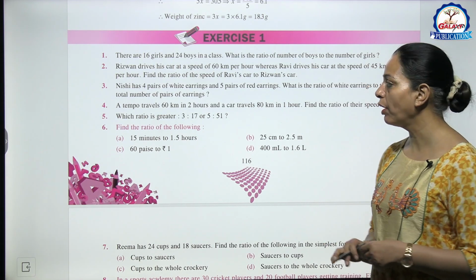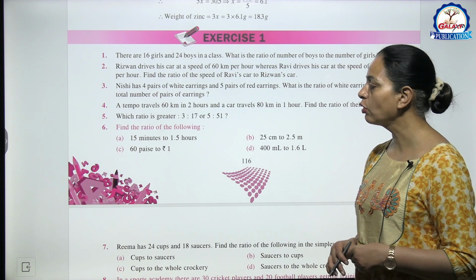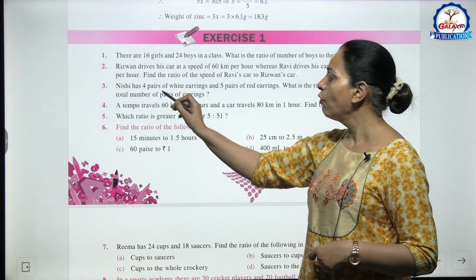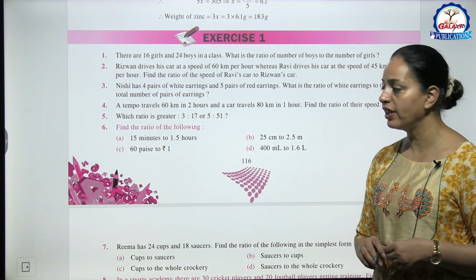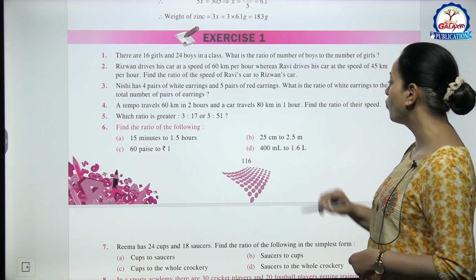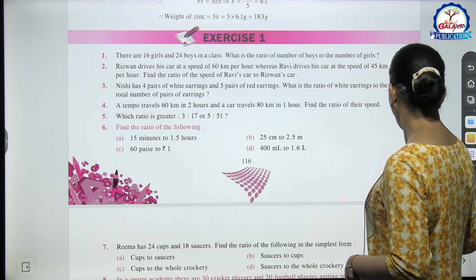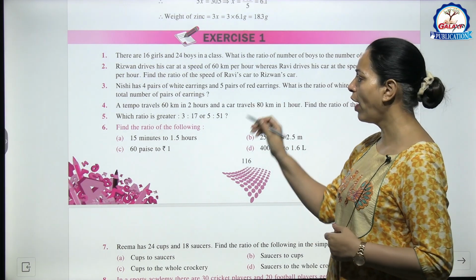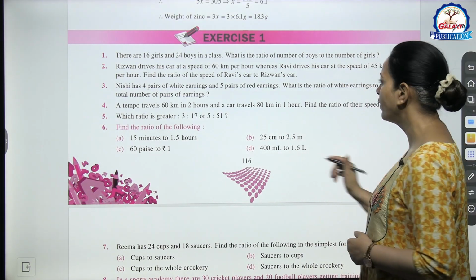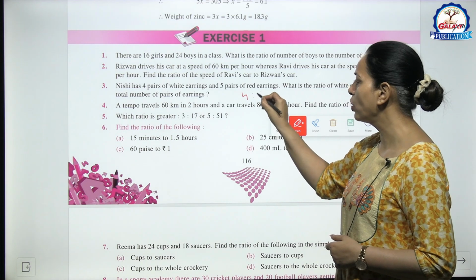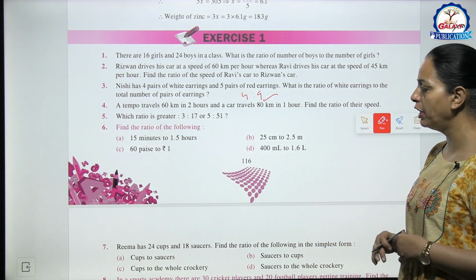Now exercise 1 based on such type of examples. So like here third question, Nishi has 4 pairs of white earrings and 5 pairs of red earrings. What is the ratio of white earrings to the total number of pairs of earrings? So number of white earrings 4 and total is 4 plus 5, that is 9. So ratio is 4 is to 9. Okay, similarly you can try remaining parts.